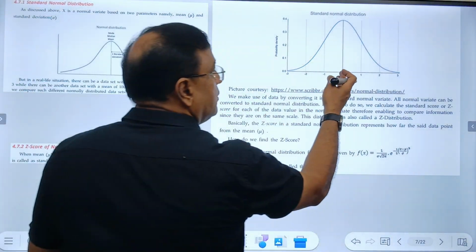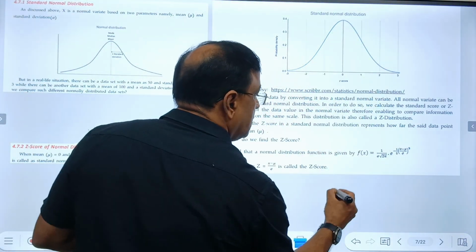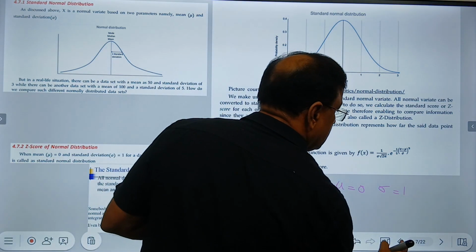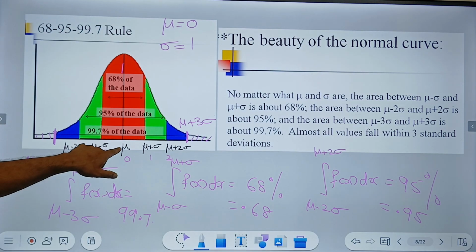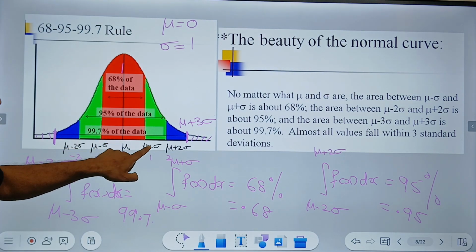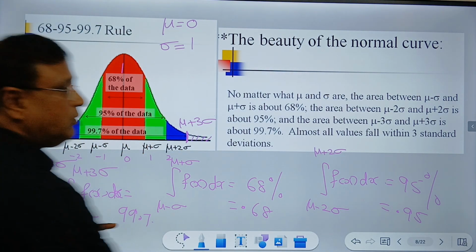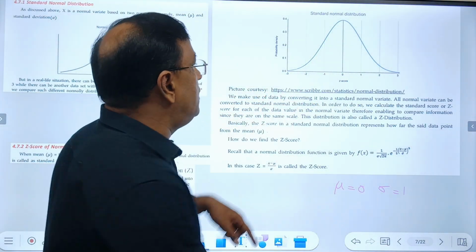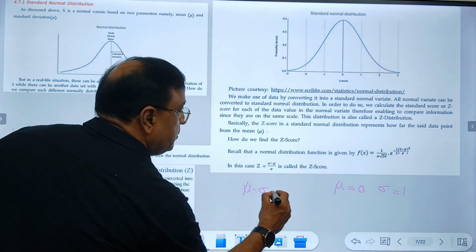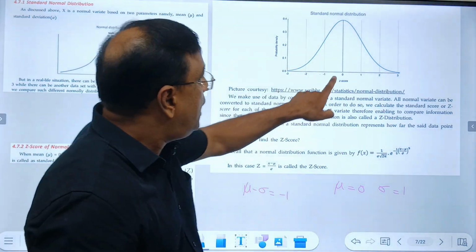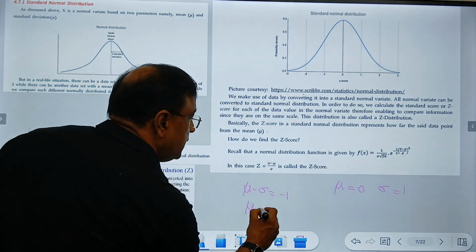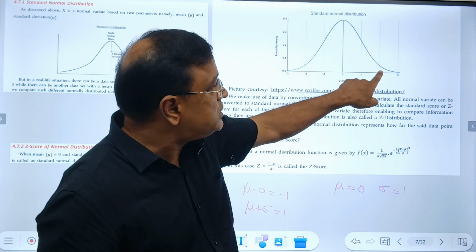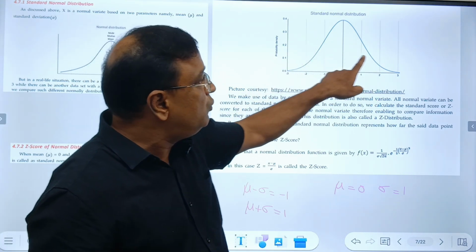That's what I got here. You see, in this case, mu equal to 0, sigma equal to 1. When you put mu equal to 0, sigma equal to 1, you get this curve where mu is 0 and mu minus sigma will be minus 1. That's what I got. And mu plus sigma will be plus 1. And then mu minus 2 sigma, mu plus 2 sigma. Mu minus 3 sigma, mu plus 3 sigma.